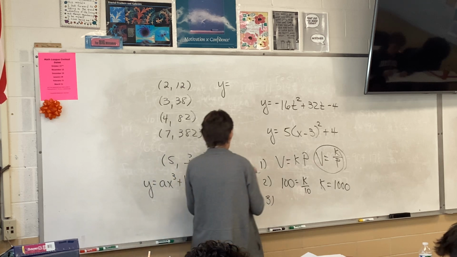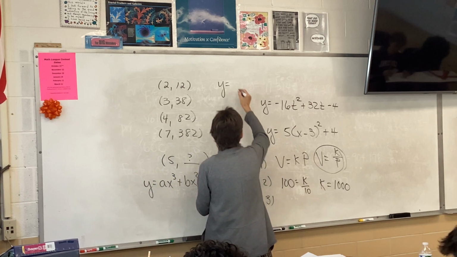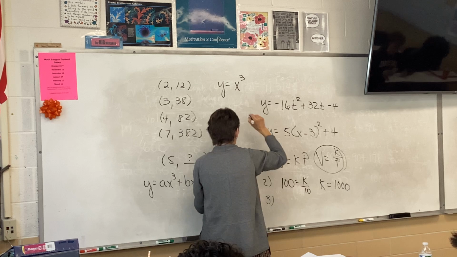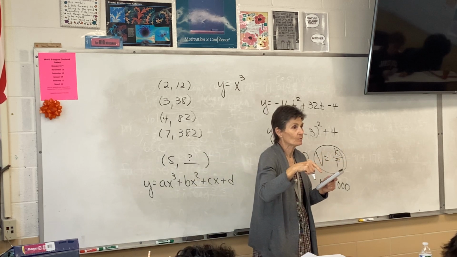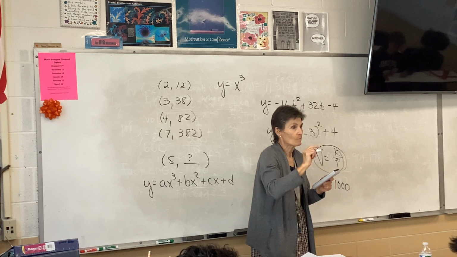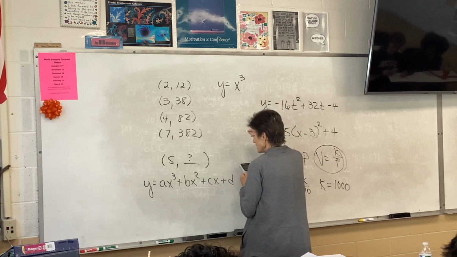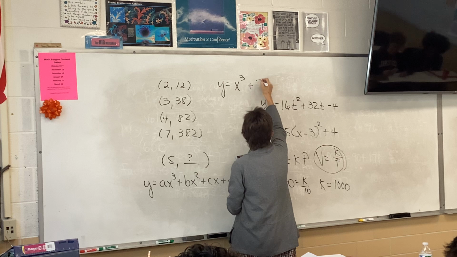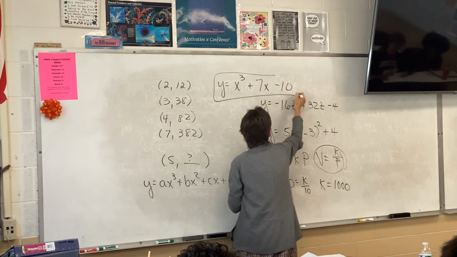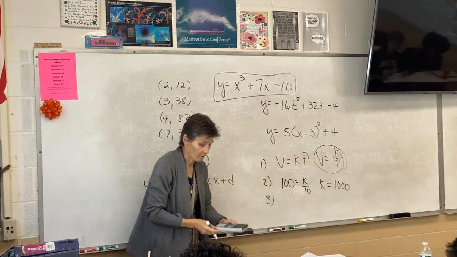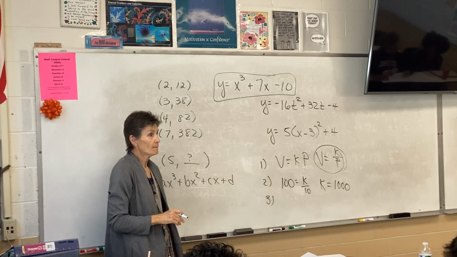Well, A is 1. I think we talked about this before. What do we do with that B value? It's like 0. It's 0. That's 0. So there's no B. C is 7, and D is negative 10. So there's the equation I came up with. You okay?